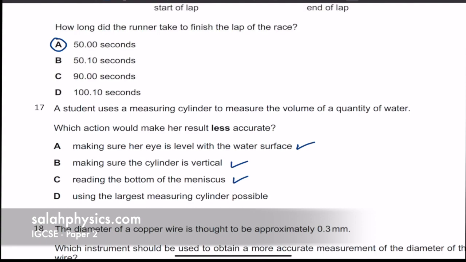Using the largest measuring cylinder possible. Actually, by increasing the volume of the cylinder, the accuracy will reduce. So this is incorrect, so I'm going to choose it because this will reduce the accuracy. So the right answer here is supposed to be D.